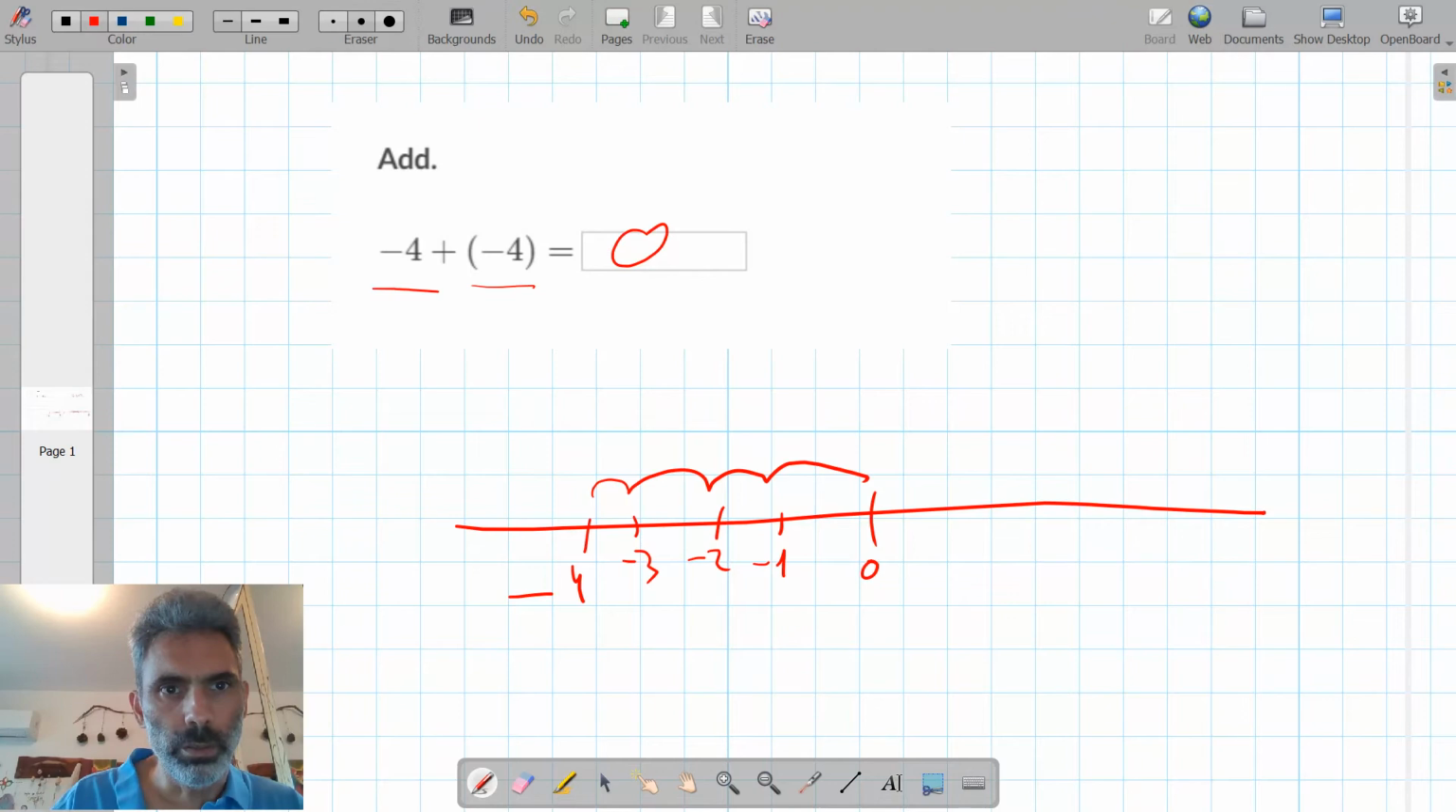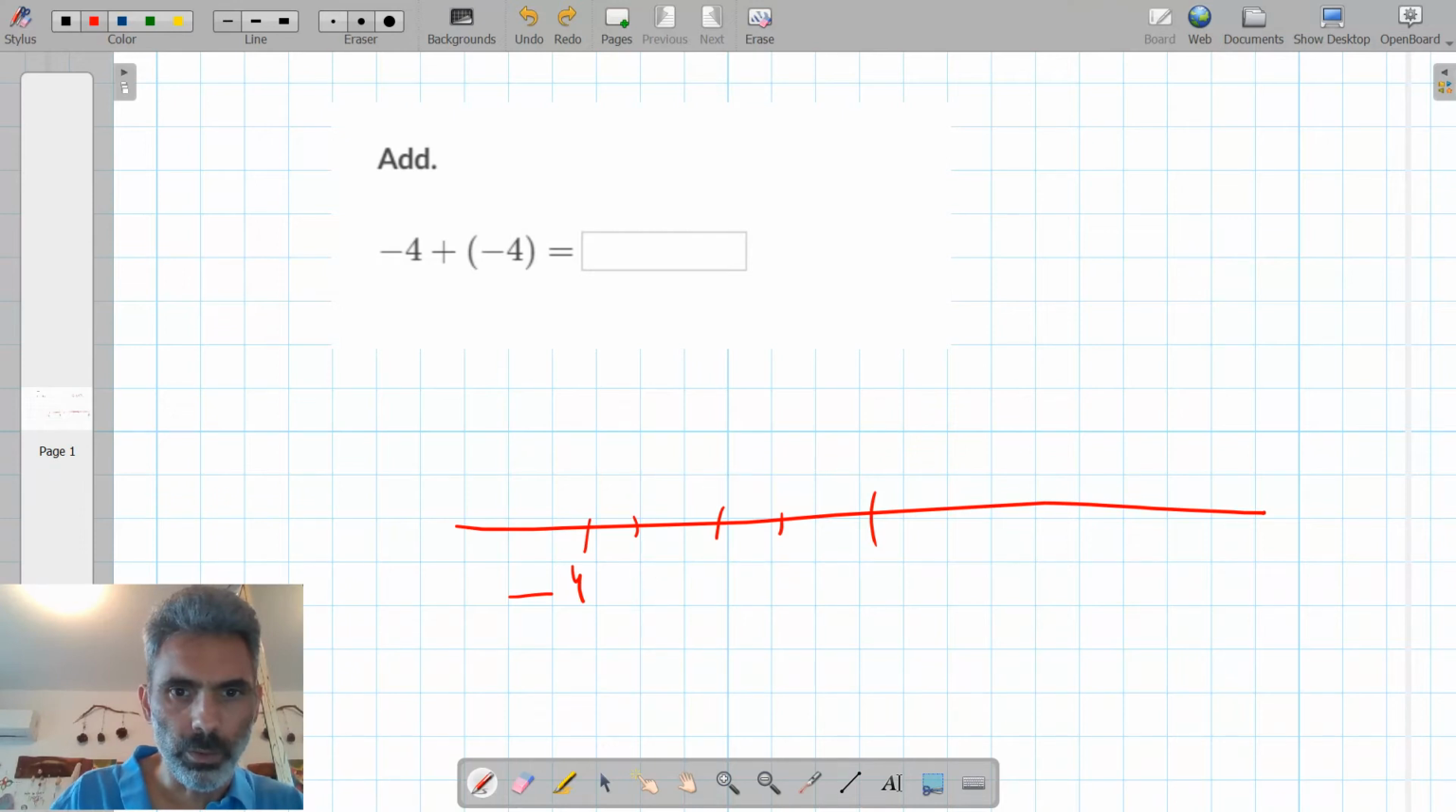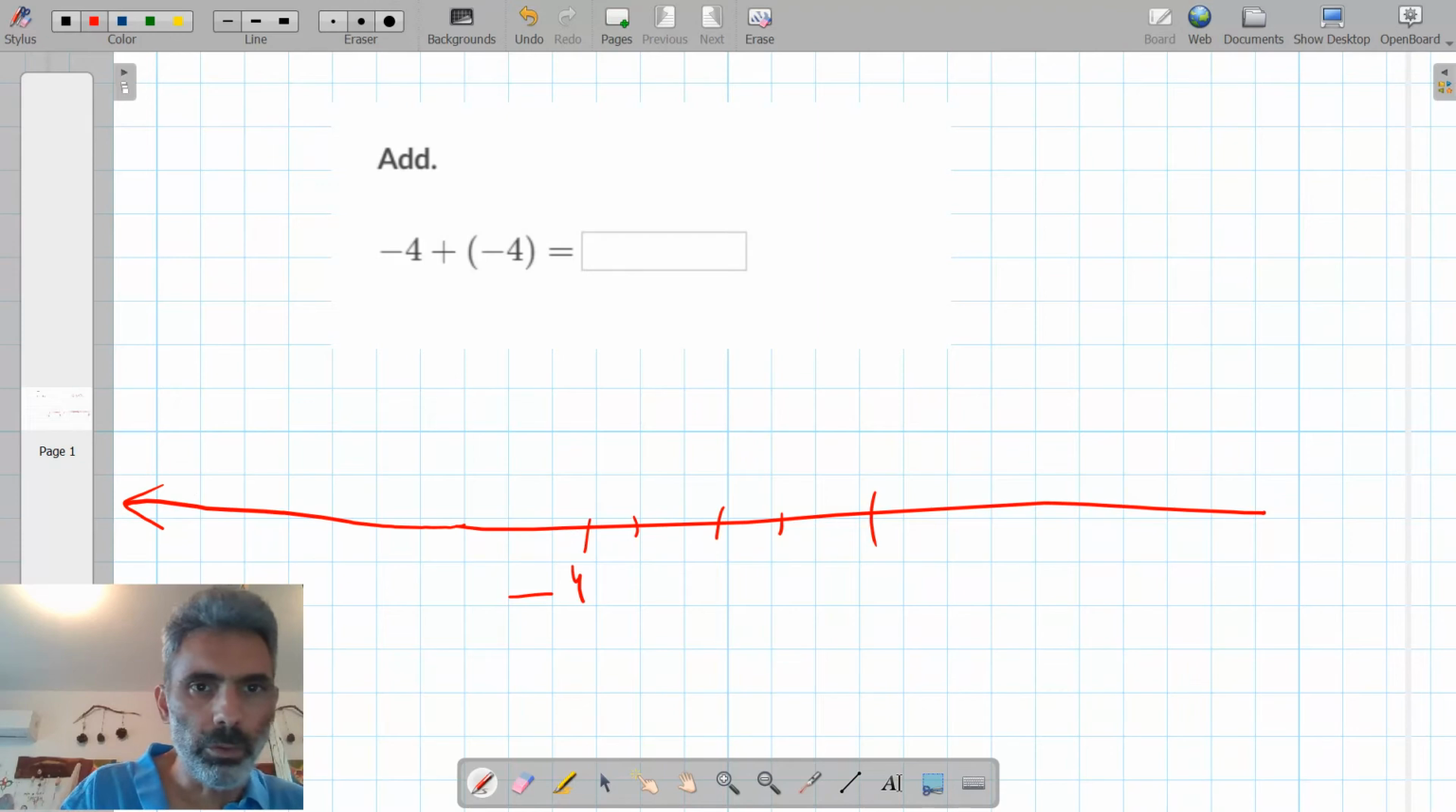Okay, so sorry, no. Sorry, my mistake. We begin at -4, and then we add 4 more negative steps to the left. So 1, 2, 3, 4. So this is -5, -6, -7, -8.